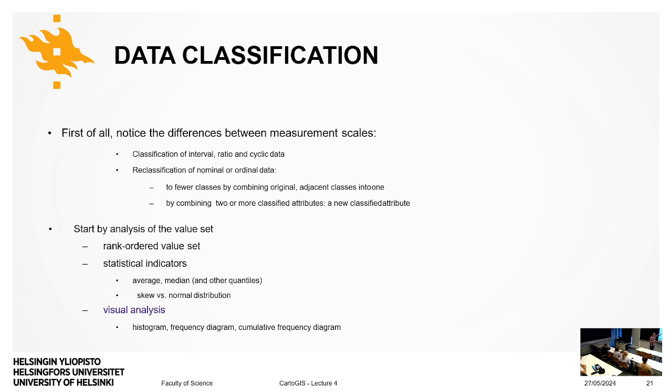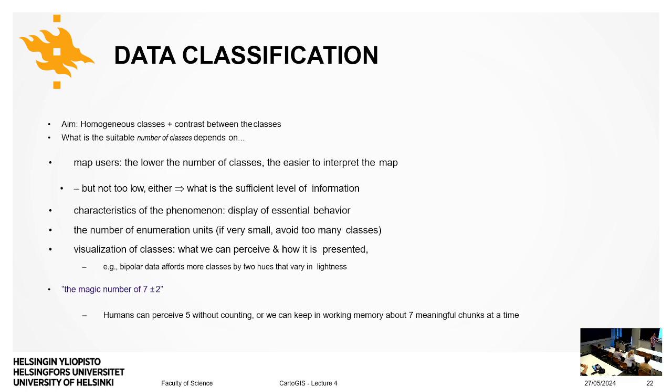So we already know about measurement scales and different data, about interval, ratio, cyclic data. Depending on what measurement scale you have, that can give you an idea of what is a good classification method to use. You have nominal data, ordinal data, so that's a different thing. There are different approaches for how to do this. What you want to have is homogeneous classes and enough contrast between the classes. In the first example we saw from Espoo, there was not enough contrast between the classes, so you want to make sure that you have that.